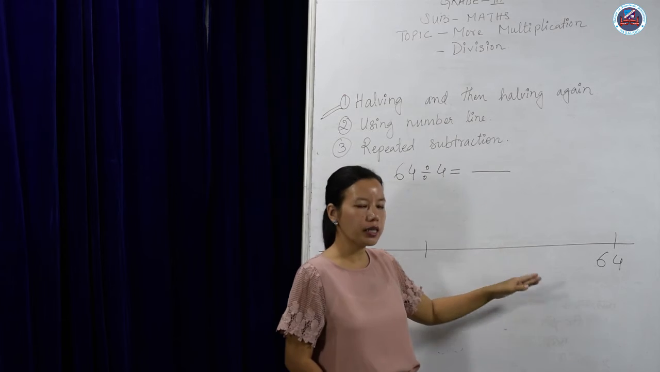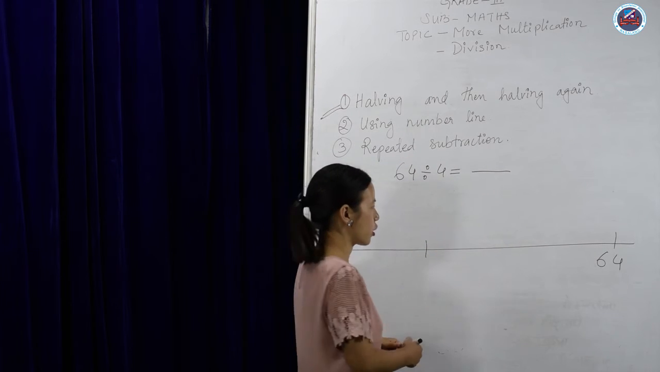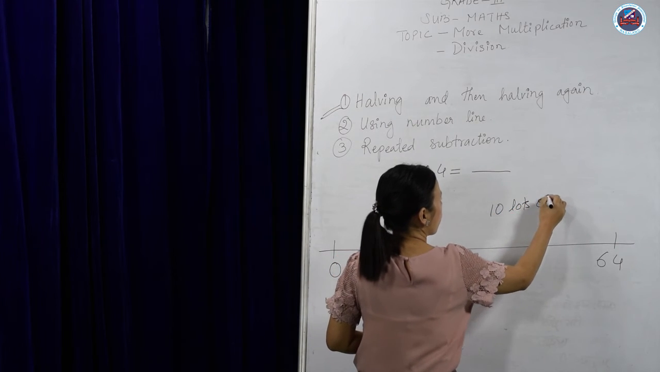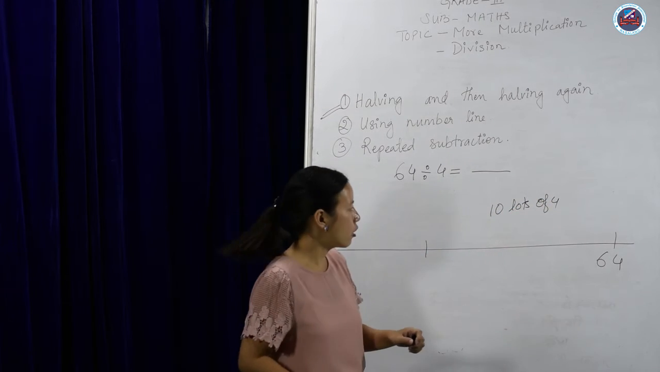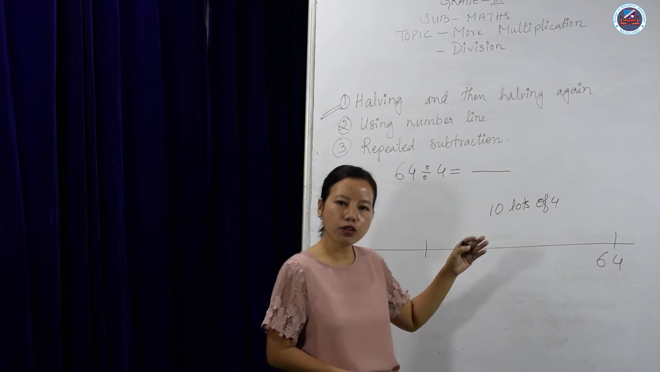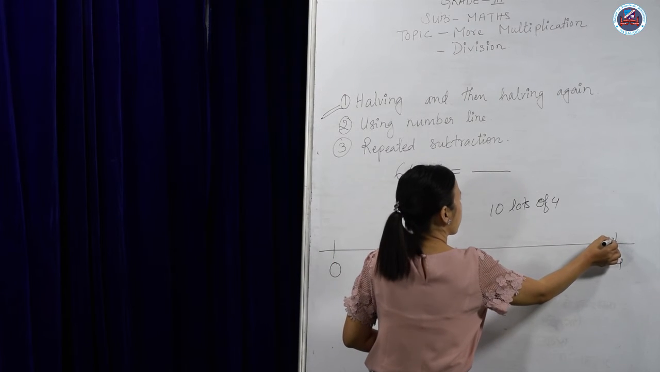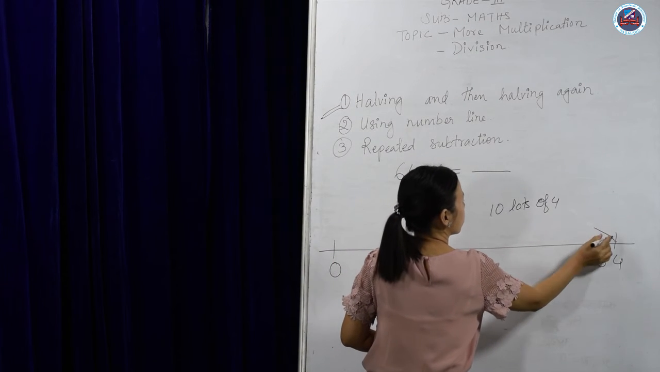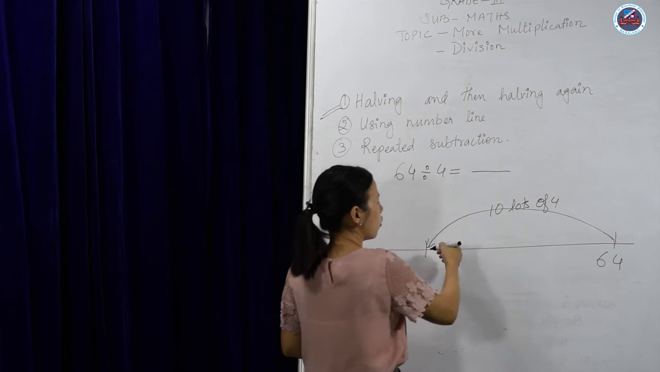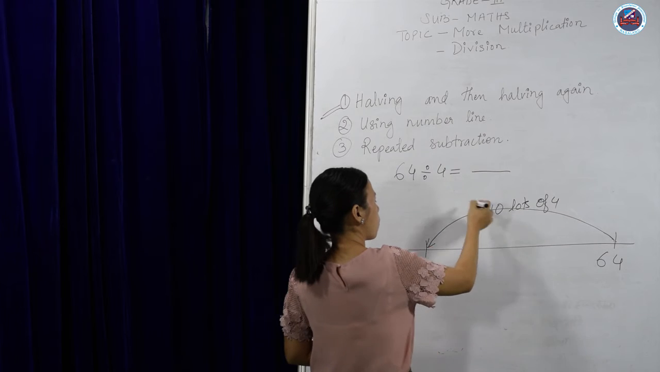So what I'm going to do is make this 4 into 10 groups. If I make it into 10 groups, that is 10 lots of 4. So 10 groups of 4 is 40, right? So 4, 4, 4, 10 times, that makes 40. So I'm going to jump back 40. If I go back 40, that is 4, 4, 4, 4, 10 times.